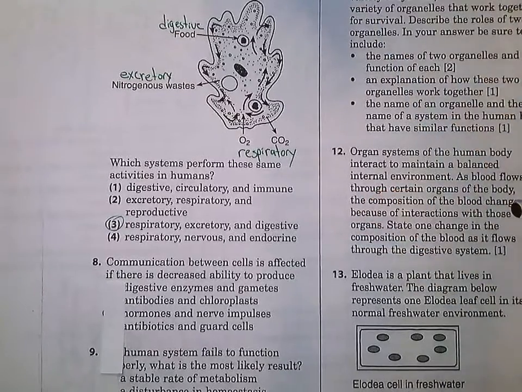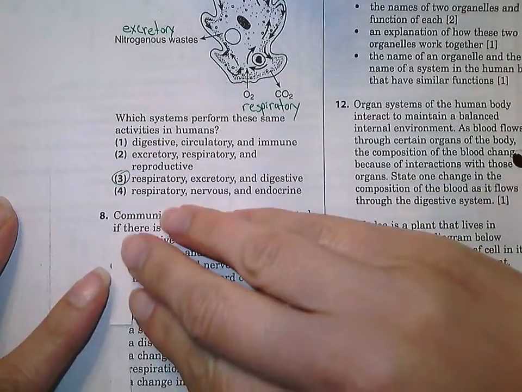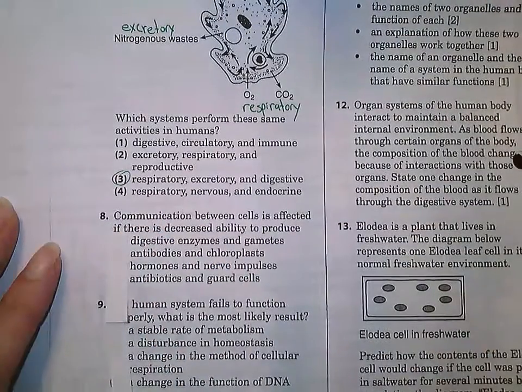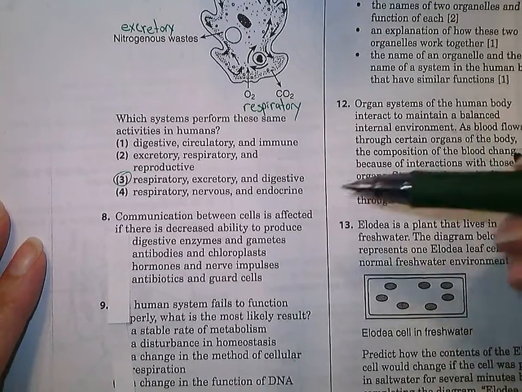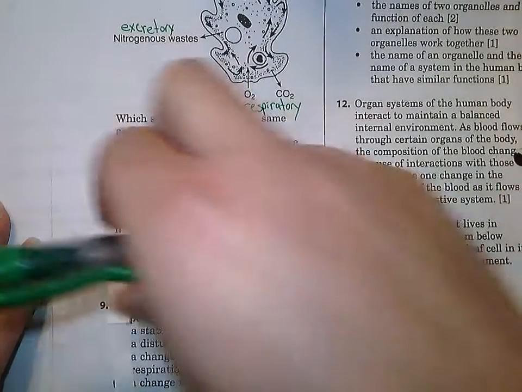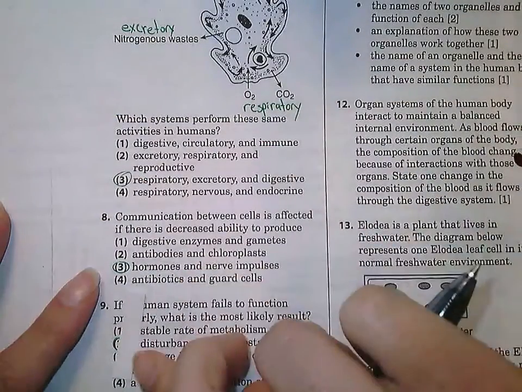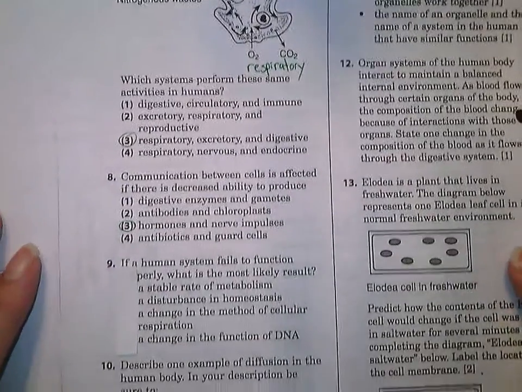Next question: communication between cells is affected if there's a decreased ability to produce what? We want to look for things that help our body communicate within itself. That would be hormones and nerve impulses. So that's the endocrine system and the nervous system.